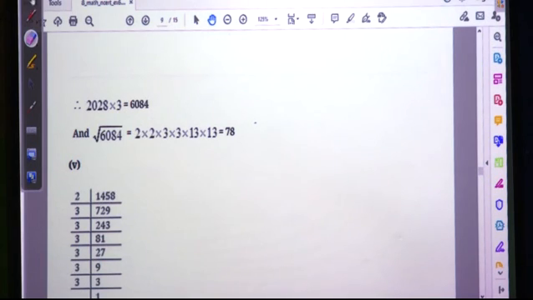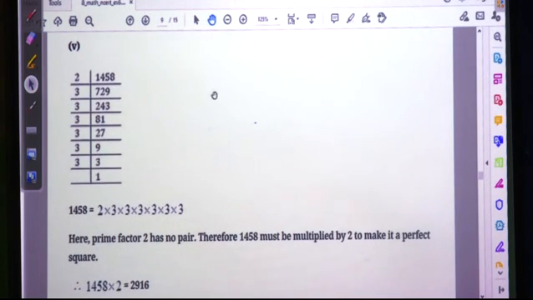Proceeding further, the next sum, 1458. We are starting with 2, 2 7s are 14, 2 2s are 4, 1 remaining, we are carrying further, it is becoming 18, 2 9s are 18. Now, division by 3, 9 plus 2 is 11, 11 plus 7 is 18, 18 is a multiple of 3. So, we can divide by 3, 3 2s are 6, 1 remaining, it is becoming 12, 3 4s are 12, 3 3s are 9.